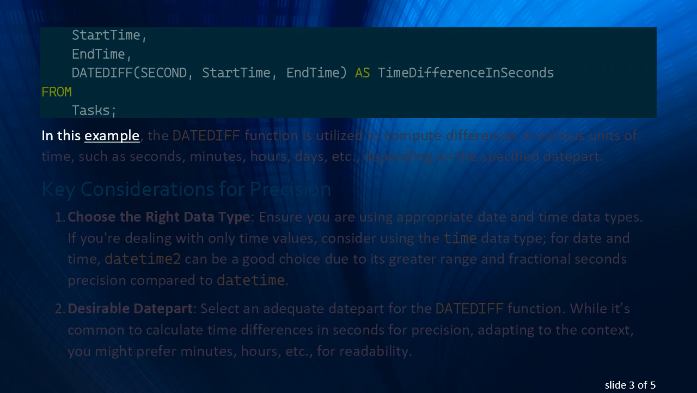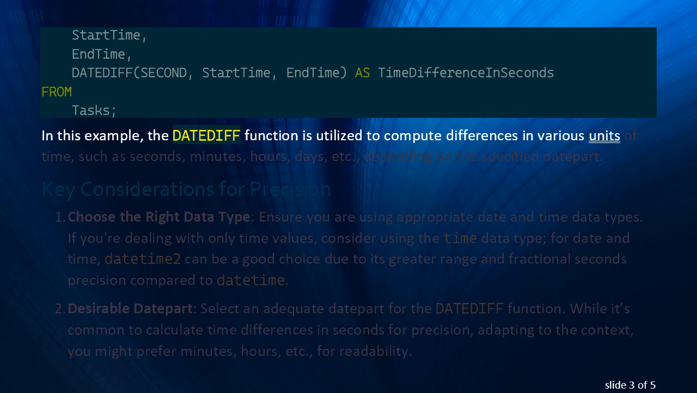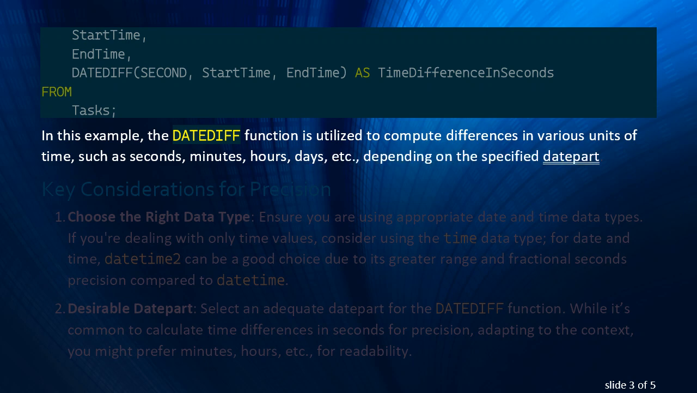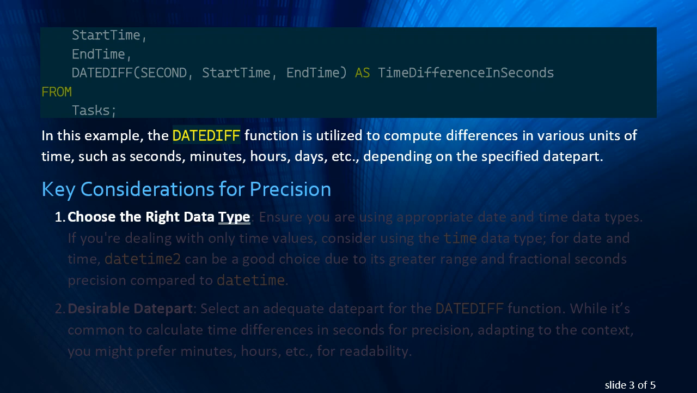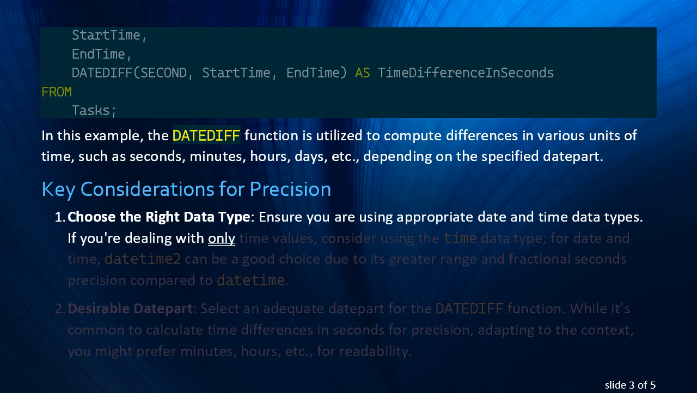In this example, the DATEDIFF function is utilized to compute differences in various units of time, such as seconds, minutes, hours, days, etc., depending on the specified datepart. Key considerations for precision. Choose the right data type. Ensure you are using appropriate date and time data types. If you're dealing with only time values, consider using the time data type.